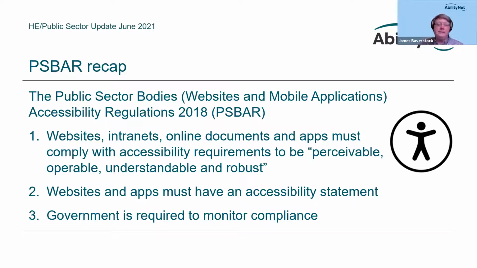And these originated as an EU directive, but they're now incorporated fully into UK law, so they're not affected by Brexit. And these have three main aspects. Firstly, that websites, intranets, online documents and apps have to comply with accessibility requirements to be perceivable, operable, understandable and robust, basically the Web Content Accessibility Guidelines, as we'll talk about a bit more in a second.